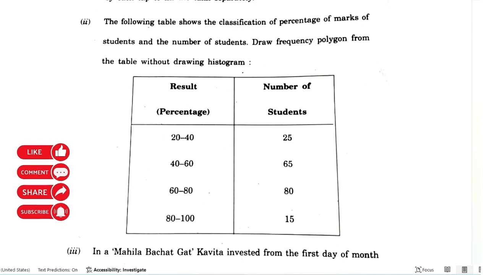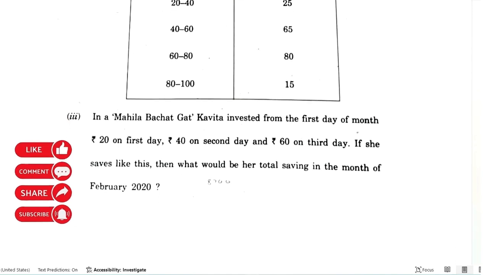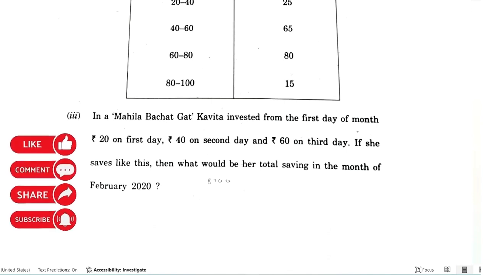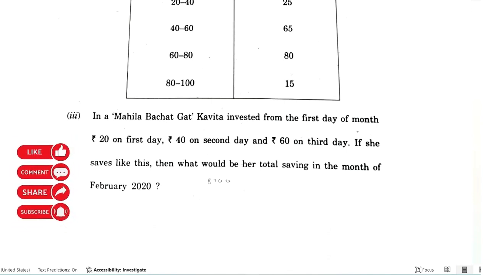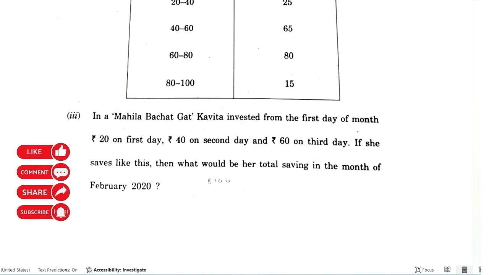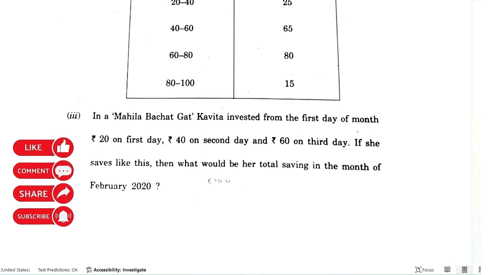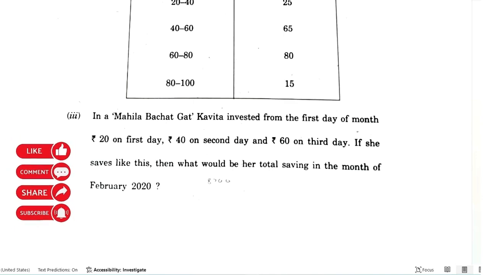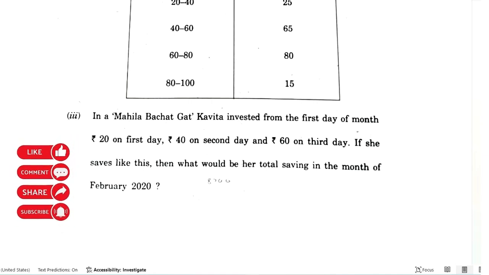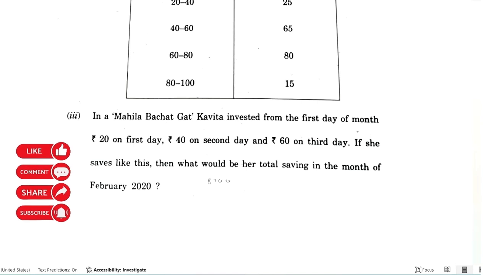Third one is again from AP. So first day of the month 20 rupees, second day 40, third day 60. So if she saves like this, then what is her total saving in the month of February 2020? So 2020, always remember, is a leap year. And in a leap year, February has 29 days. So your n will be 29. Simply use the formula of Sn and you should be able to get it.